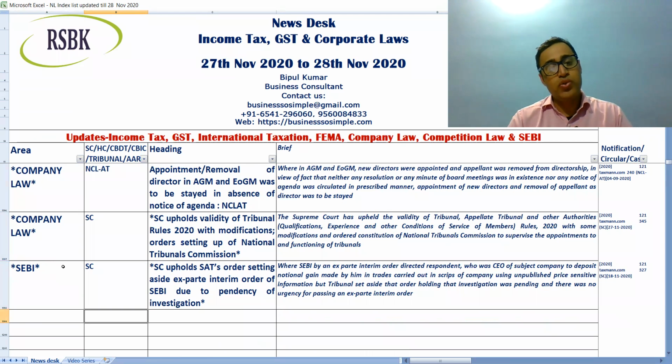Next update, under SEBI: the Supreme Court upholds the SAT order setting aside an ex parte interim order of SEBI due to pendency of the investigation. SEBI, by an ex parte interim order, directed the respondent, who was the CEO of the subject company, to deposit the notional gain made by him in trades carried out in the scrips of the company using unpublished price sensitive information, but the tribunal set aside that order, holding that the investigation was pending and there was no urgency for passing an ex parte interim order.